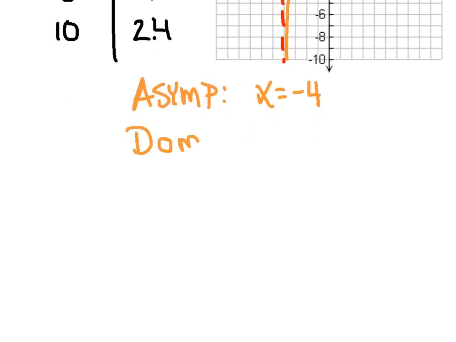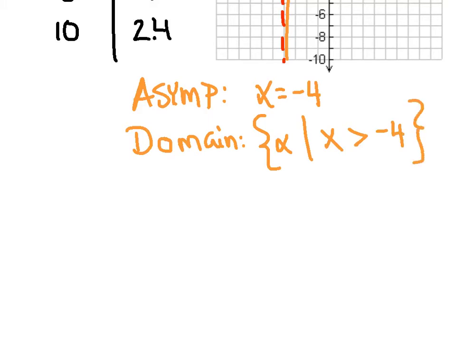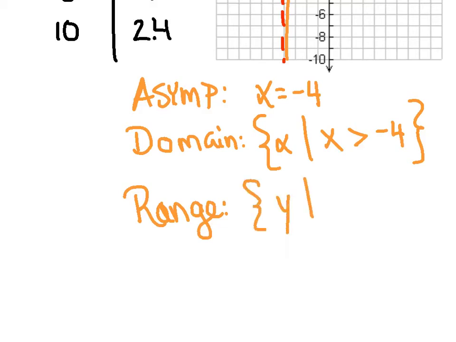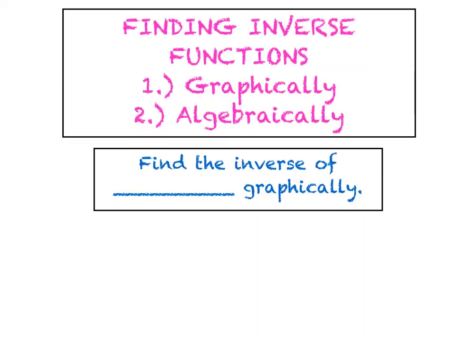The domain is going to be the set of all x values such that x is greater than the asymptote, which in this case is -4. Range, you can take a wild guess. Really go out on a limb here. It's all y values such that y is an element of the set of real numbers. Again, all we're saying is that it extends infinitely low and infinitely high.